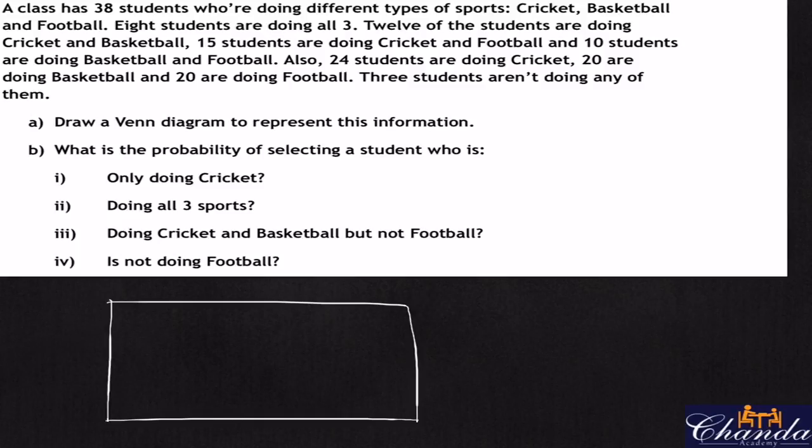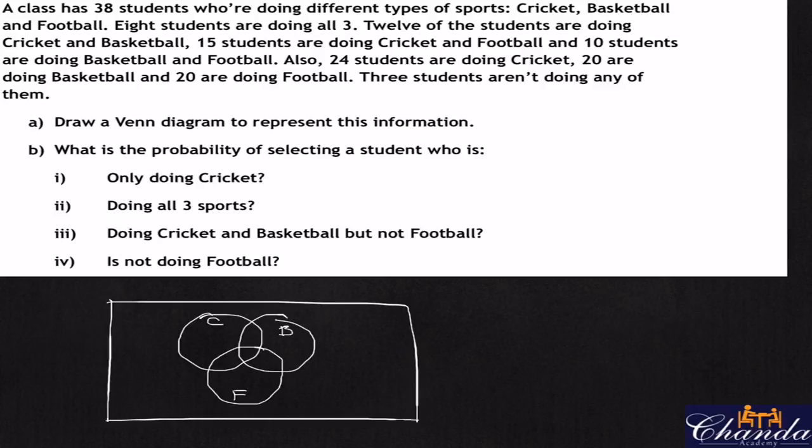Okay, now there are 3 different sports that are being played, so we need 3 different circles within this diagram here. I'm going to be using different colors because it's going to start getting a little bit cluttered, so I'm going to use different colors to really signify what we're trying to do. So let's call the first circle cricket, the second circle basketball, and the third circle football.